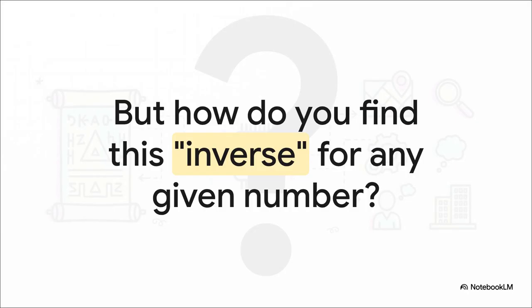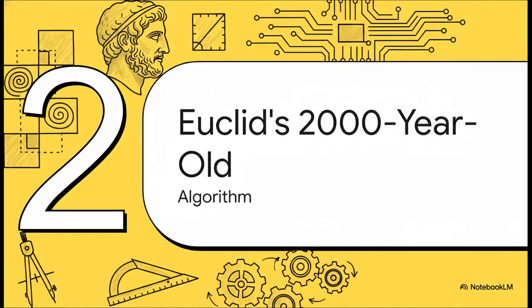So, that's the big question, isn't it? How in the world do you find this inverse? I mean, for small numbers, you could probably guess and check your way to the answer. But imagine the massive numbers used in modern cryptography. Guessing is, well, it's literally impossible. What we need is a system, a reliable step-by-step method. We need an algorithm. And believe it or not, that algorithm comes from over 2,000 years ago. It's from the legendary Greek mathematician Euclid.